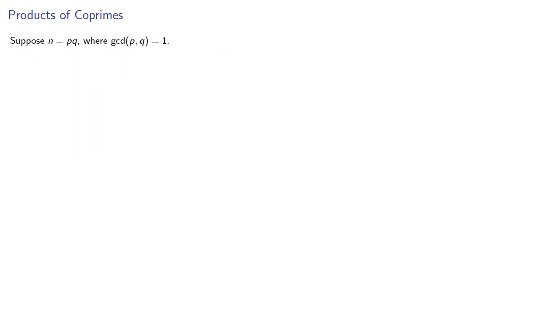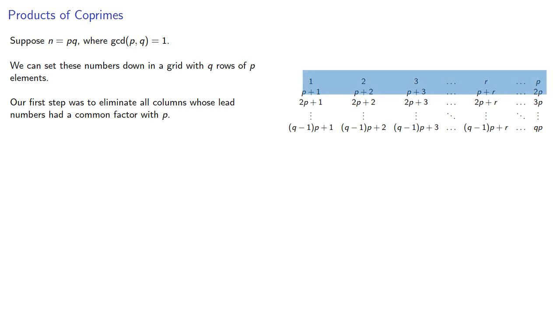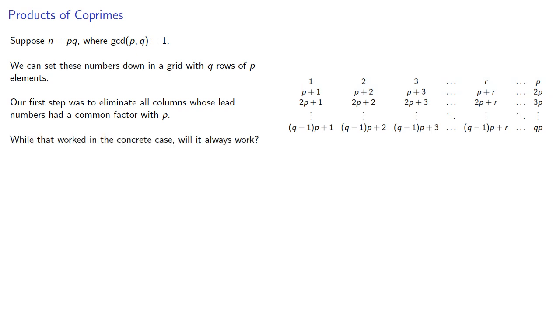So suppose n is pq, a product of numbers whose greatest common divisor is 1. So we can set these numbers down in a grid with q rows of p elements. Our first step was to eliminate all columns whose lead numbers had a common factor with p. While that worked in the concrete case, will it always work? Well, let's see.